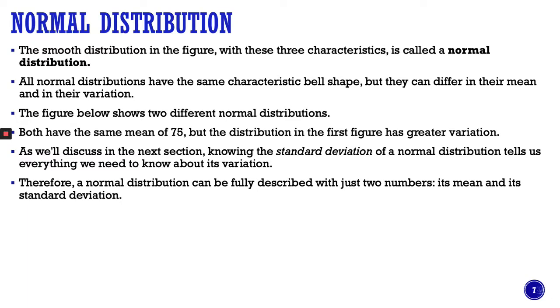All normal distributions have the same characteristic bell shape, but they can differ in their mean and in their variation. The figure shows 2 different normal distributions. Both have the same mean of 75, but the distribution in the first figure has greater variation. As we'll discuss in the next section, knowing the standard deviation of a normal distribution tells us everything we need to know about its variation. Therefore, a normal distribution can be fully described with just 2 numbers, its mean and its standard deviation.